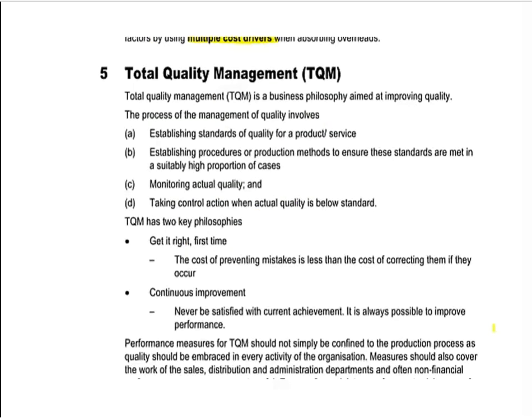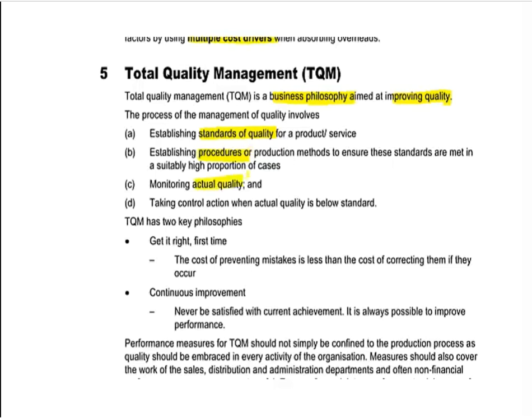TQM, or total quality management, is a philosophy. So it's an idea which aims to improve quality. And the ethos of TQM is ensuring that you get it right first time. The way that comes about is managing the quality of the process by having standards for quality for a product or a service, such as reject rates. And then making sure that you've got procedures in place, or ways of producing products, to make sure that most of the time this level of quality will be achieved.